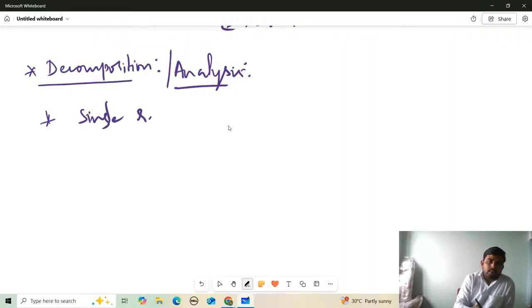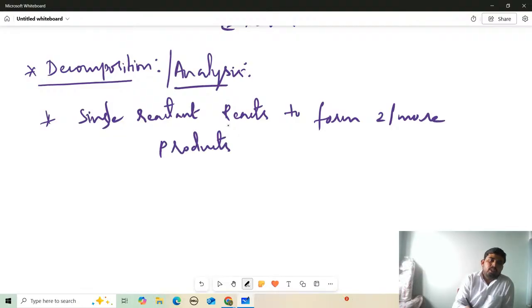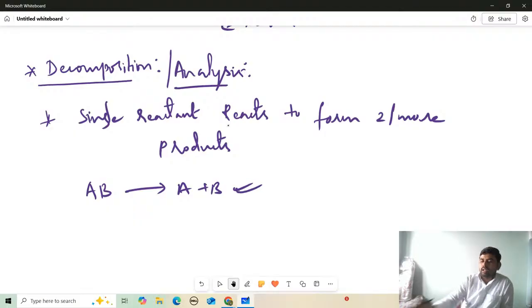A single reactant reacts to form two or more products. This is called a decomposition reaction. For example, AB forms A plus B. This kind of reaction is called a decomposition reaction.